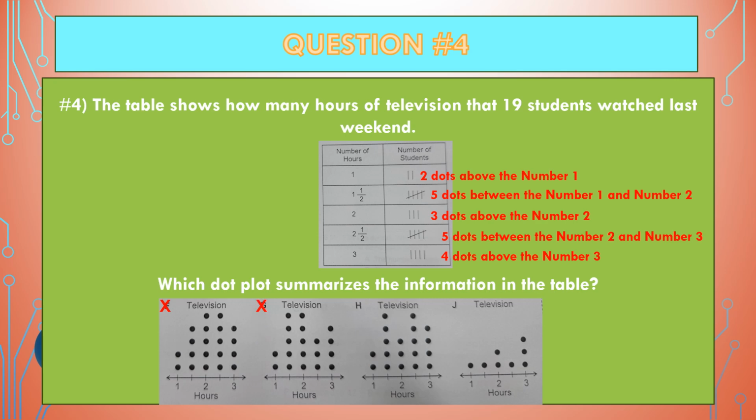Let's look at H. All right, there are 2 dots above the number 1. That's correct. There are 5 dots above 1.5. That's also correct. There are 3 dots above the number 2. There are 5 dots between the 2 and the 3, which is 2.5. And there are 4 dots above the number 3. So that means that answer choice H matches our frequency table with our tally marks, okay?